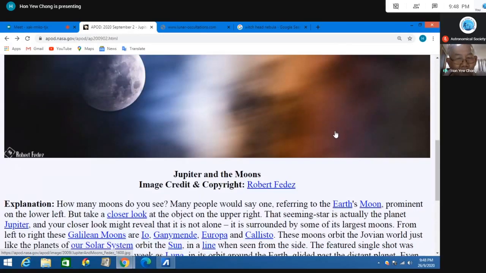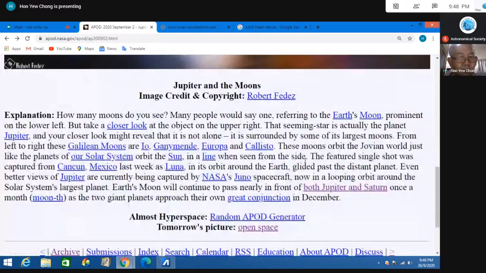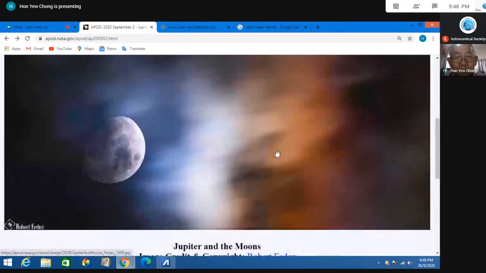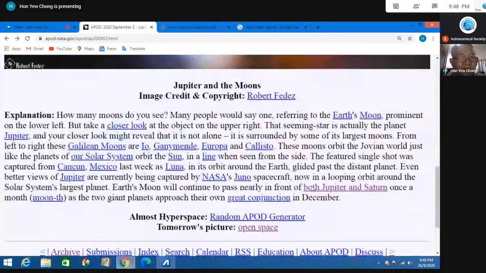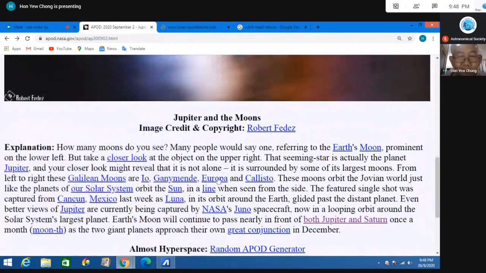Okay, taken from Cancun. All right, Cancun is a holiday resort in Mexico. Now, most Malaysians will say Mexico. Wrong. X is pronounced like H. So the correct way to say is Cancun, Mexico. All right.